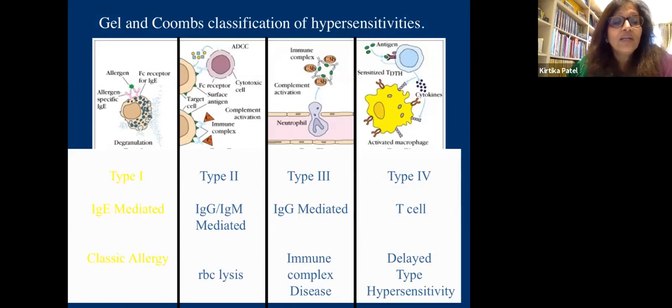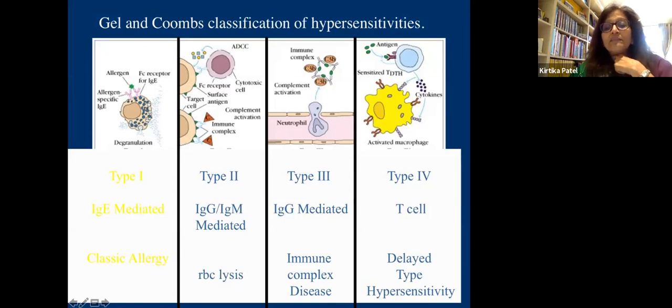So that is type 1, IgE mediated, and it is the classic allergy. And the way to remember hypersensitivity is very easy. It's like A, B, C, and D. A stands for allergen or anaphylaxis or atopy. So type 1 is A, and type 2, Dr. Ari mentioned, is antibody mediated. So B stands for antibody.